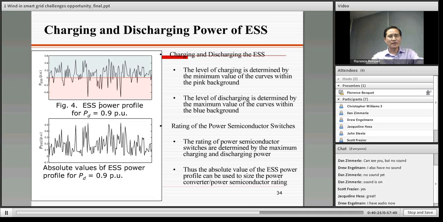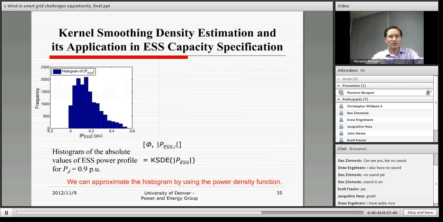So our idea is that we want to use a supercapacitor. For example, supercapacitors can accept a lot of fluctuations, and they have very high cycle life, like millions of charging and discharging cycles. So basically we do a statistical or probability modeling of this fluctuation.